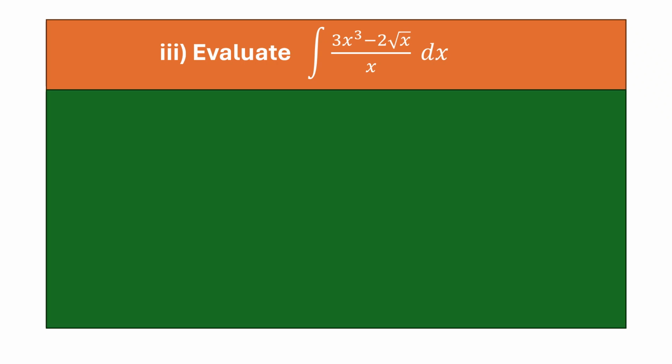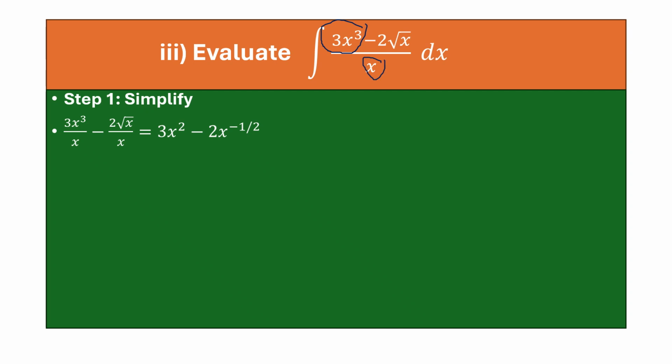Let's see question number 3. Now looking at this, first you need to simplify. Now what do you actually understand by simplification? Here you have to take the numerator and the denominator separately for each term. So we have written 3x cubed upon x minus 2 root x upon x. Now once you cancel this x, you are left with 3x squared minus 2x to the power minus half.